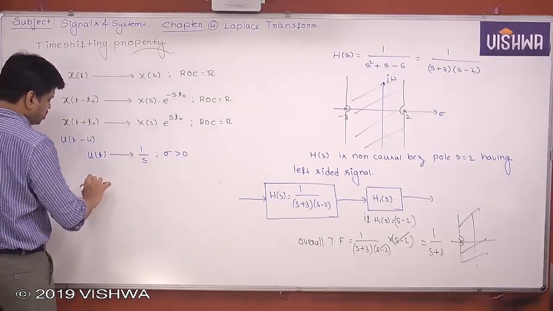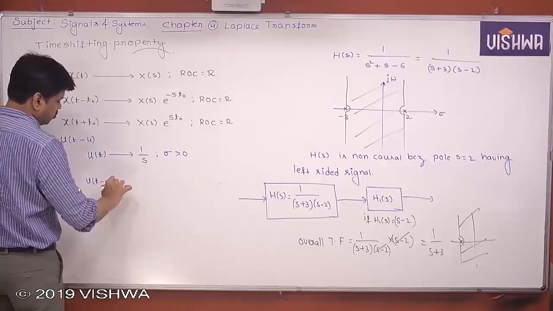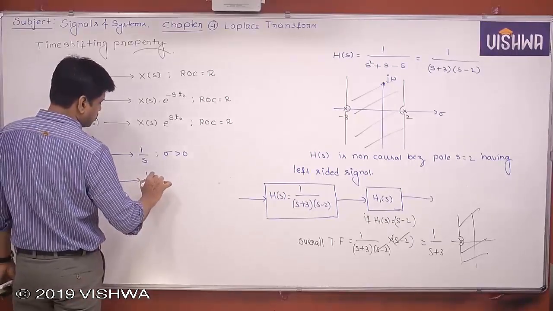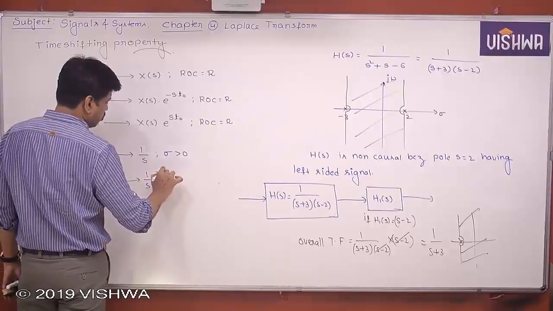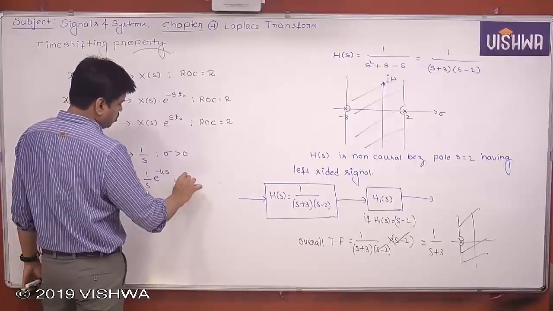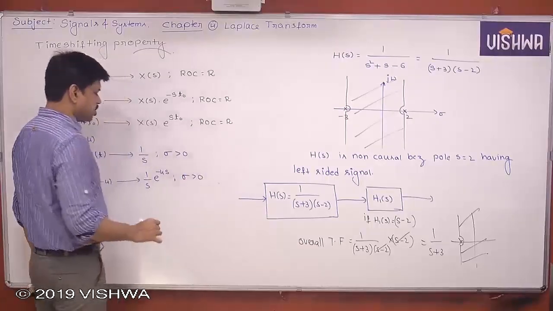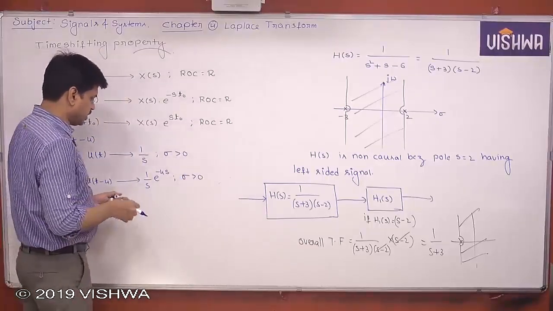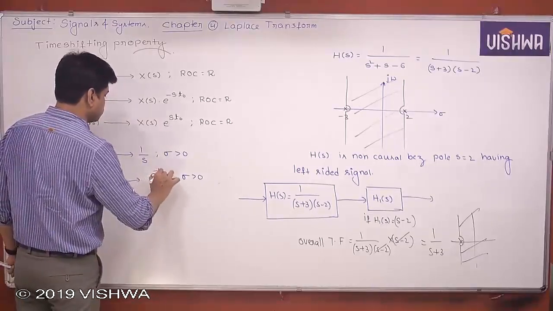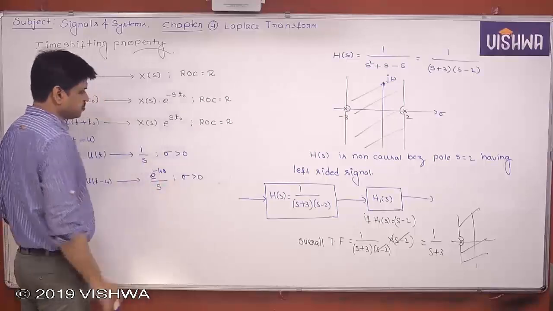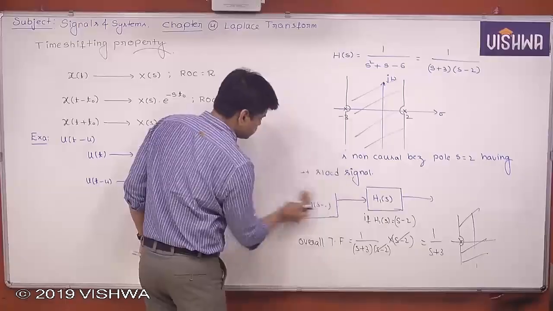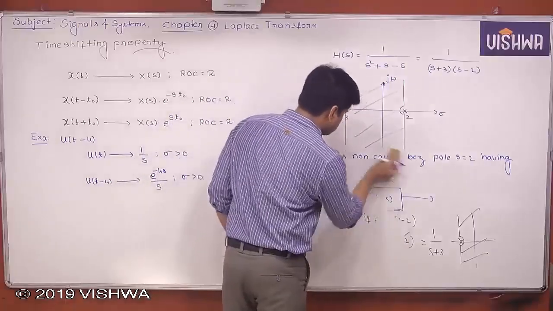Then what is u(t-4)? For u(t-4), what is the Laplace transform? This is (1/s) e^(-4s). But here still the pole is s equal to 0, so sigma greater than 0. I hope you understood, so it won't change. In short I can write e^(-4s)/s, still sigma greater than 0. Take it.